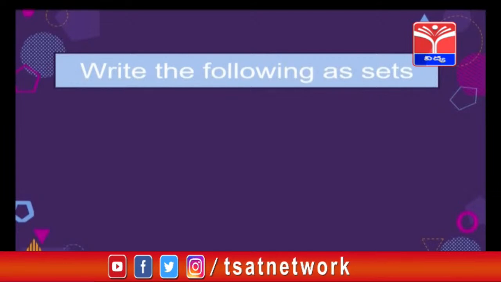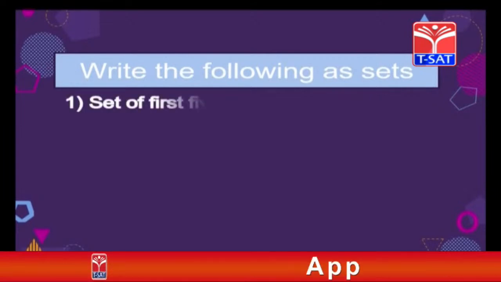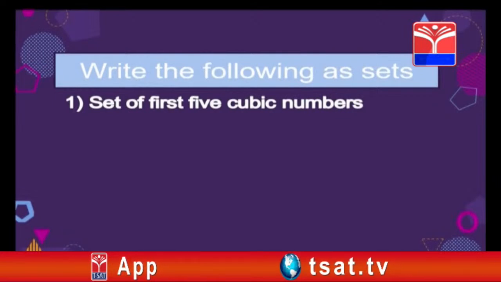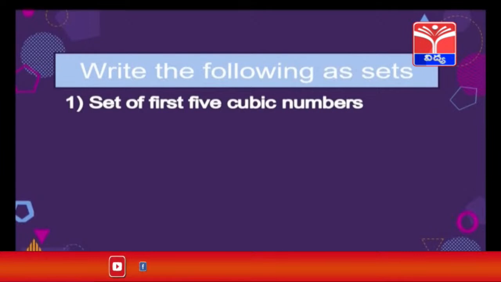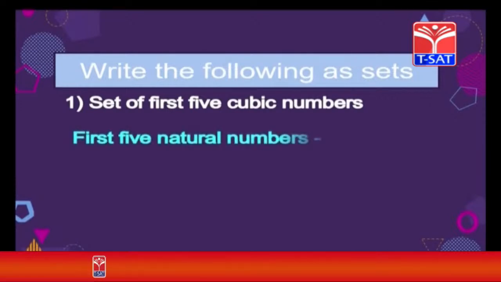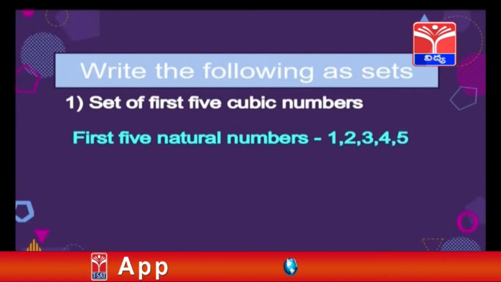The first one given to us is the set of first 5 cubic numbers. Before we start writing the elements of the set, let us understand what cubic means. Cubic means a number multiplied by itself 3 times. So, first let us take the first 5 natural numbers, which are 1, 2, 3, 4 and 5.